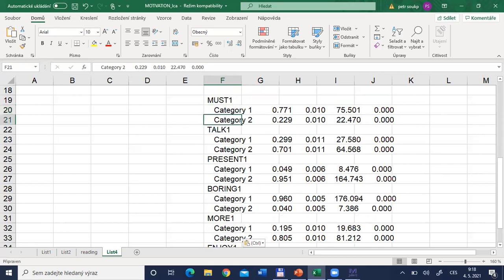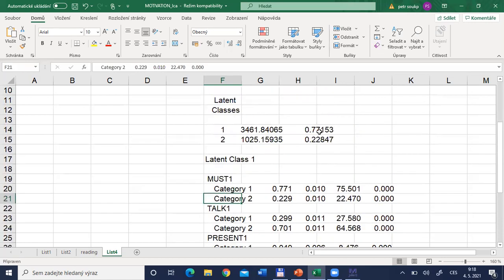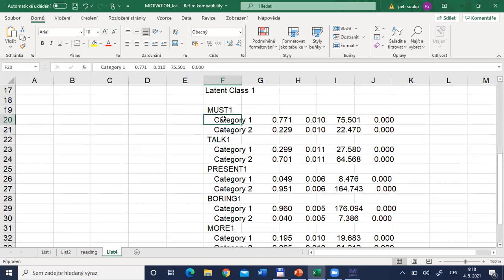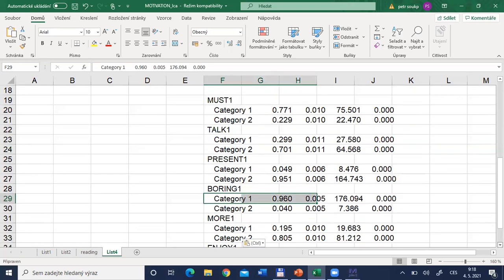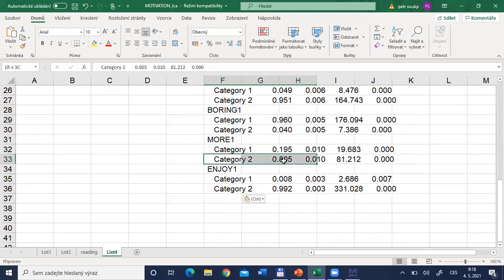And if I can once again repeat the information, category one is no. So this first class, which is bigger, 3/4 of all kids, they are mostly saying, I must read, no. I like to talk about books, mostly yes. I am also saying I like to get a book as a present. Reading is boring, no. I would like to read more, mostly yes, and they are definitely enjoying most of these.